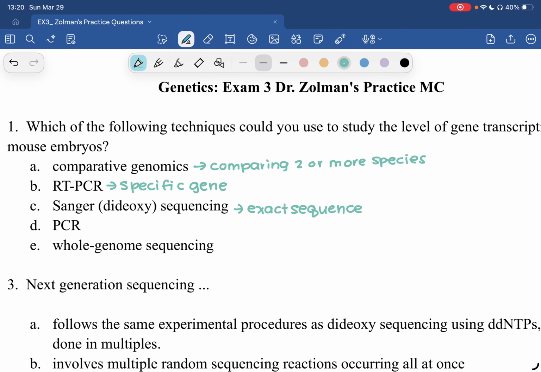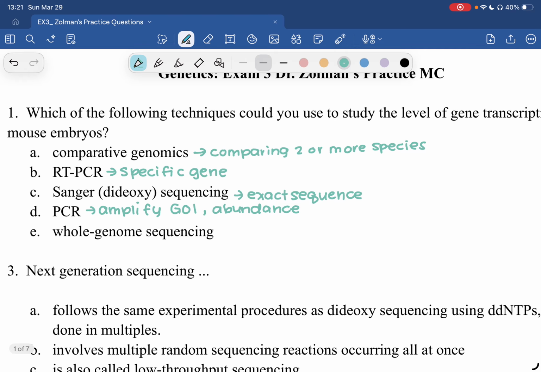Okay, and then the next one is just regular PCR. Remember that you're starting with DNA, and you want to amplify your gene of interest, or your GOI. And this is also when you are looking at how much DNA is present, so you're looking at abundance. And then the very last one is whole genome sequencing, and this is when you are looking at multiple regions or you're looking at the entire thing.